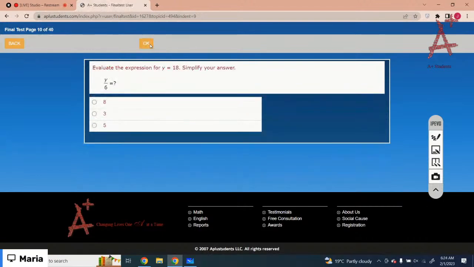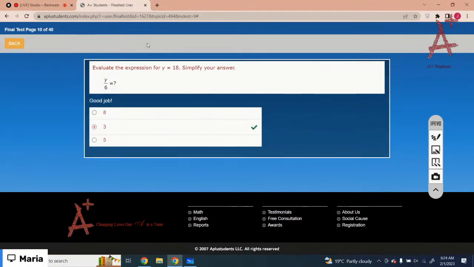Very good. Okay, evaluate the expression for y equals 18. So just replace the y with the value. It would be 18 over 6. So 18 over 6 equals 3, because 6 times 3 is 18. Got it? So the correct option is 3.